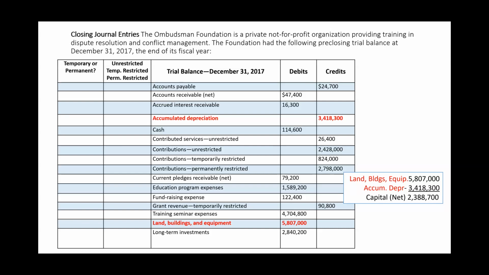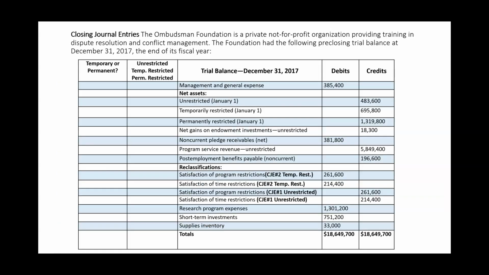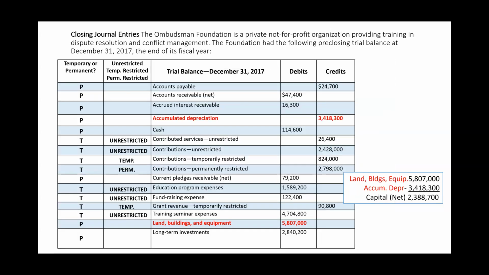All right, so since I know everybody paused this. I mean, you couldn't wait to pause this and go through and fill out whether or not these were temporary or permanent, right? So here are the answers. Hopefully you got pretty close to these, right? If you didn't, let me know. We'll walk through it. Why is this an unrestricted? Why is this temporarily restricted? Why is this permanently restricted?